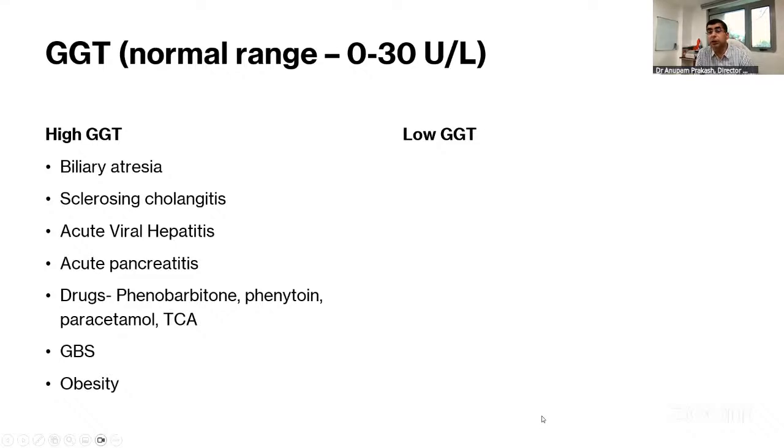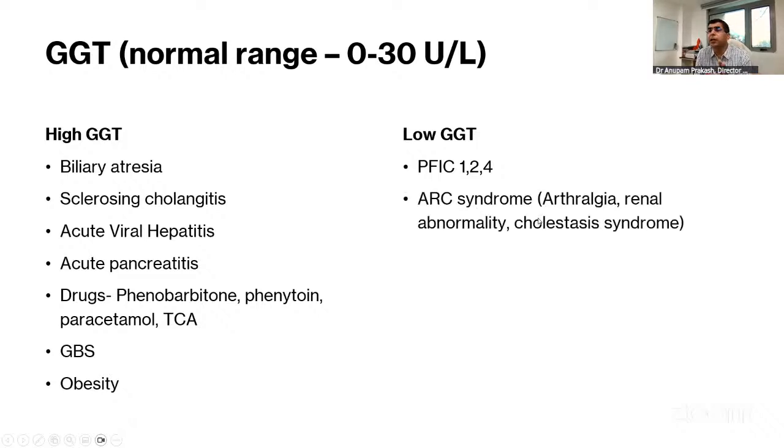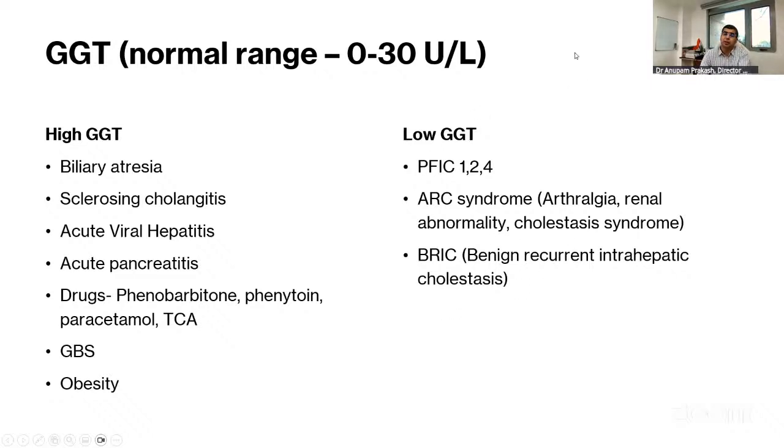Some conditions will have low GGT. This is important. Now, I have not mentioned this: familial intrahepatic cholestasis 1, 2, 4. In 3, the GGT is high. Now these are very remote, we don't usually encounter these conditions, but yes, you should have at the back of your mind benign recurrent intrahepatic cholestasis, arthrogryposis, renal abnormality, cholestasis syndrome. These are some conditions where you will have a low GGT, and low means when the range is 0 to 30, you should think that it is between 0 to 5. So for completion's sake, I am telling you this, you should be aware.